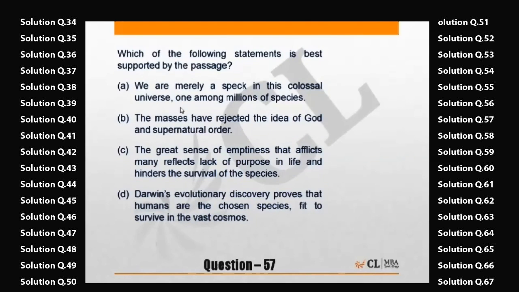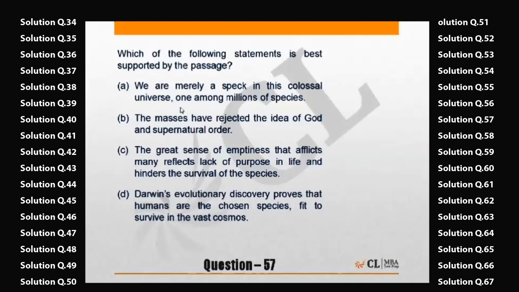In question number 57, the question reads, which of the following statements is best supported by the passage? Now, the passage states, and please pay attention to that part where it reads, the new image of merely human beings is ignoble. We are but one species among millions struggling to survive, descendants of some primordial ooze. Option A follows from this as it reads, we are merely a speck in this colossal universe, one among millions of species.